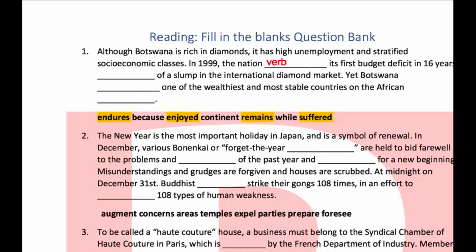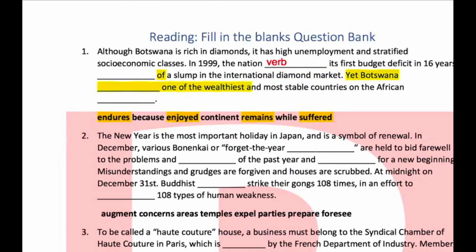For example, in question number 2, the moment you see this "of" here, then you can guess that it should be because we are giving a reason why that was happening. Then it says, yet Botswana, blank, one of the wealthiest. Now remember the trick I gave you for this question. Yet Botswana, blank, one of the wealthiest. Again, up to here, this is one sentence. But you can see yourself, this sentence does not have a verb. And as I told you, if there is a sentence without a verb and there is a gap in the middle, you are looking for a verb.